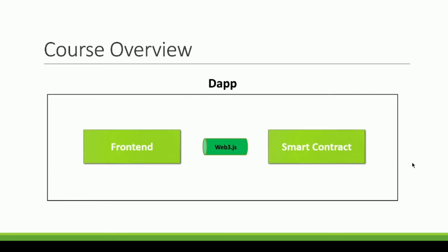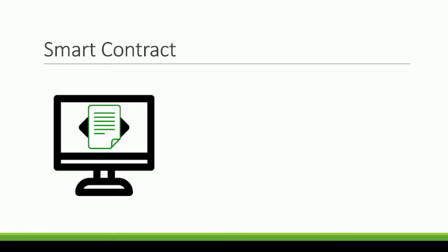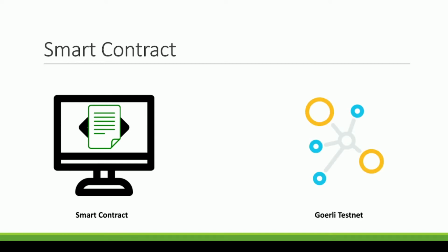So first we will create the smart contract and then we will switch towards the front end. The smart contract that we are going to create in our system, we are going to deploy over the Goerli test network. What is a test network? A test network is a place where we are going to deploy our smart contract. We do not need to pay real money; whatever we have to pay for deploying our smart contract will be in terms of fake ethers.